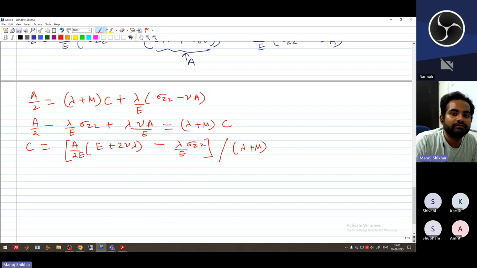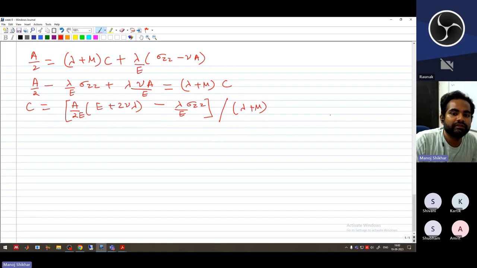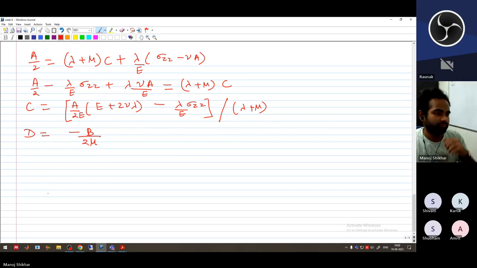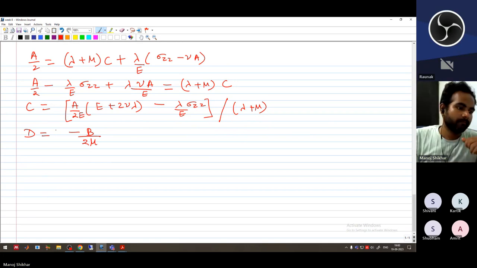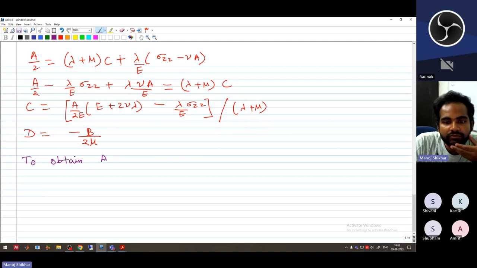and for d, we will use from this equation. So we will have d equal to minus b by 2. Now, how do you obtain a and b? This is a subjective problem, so it is taking a lot of time. I hope I will be able to do two more problems.